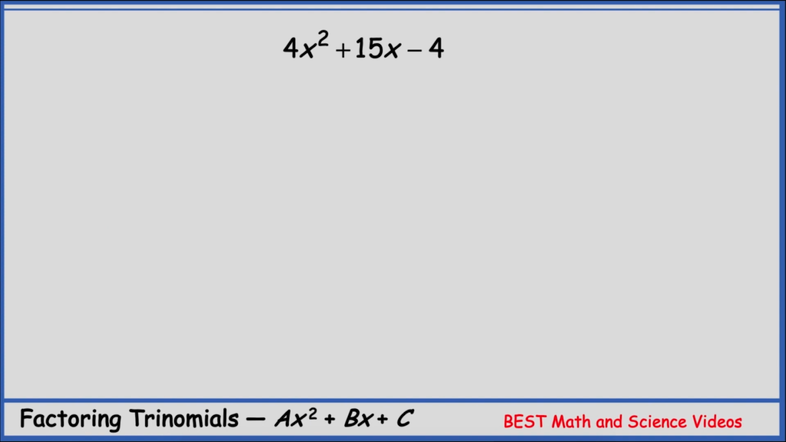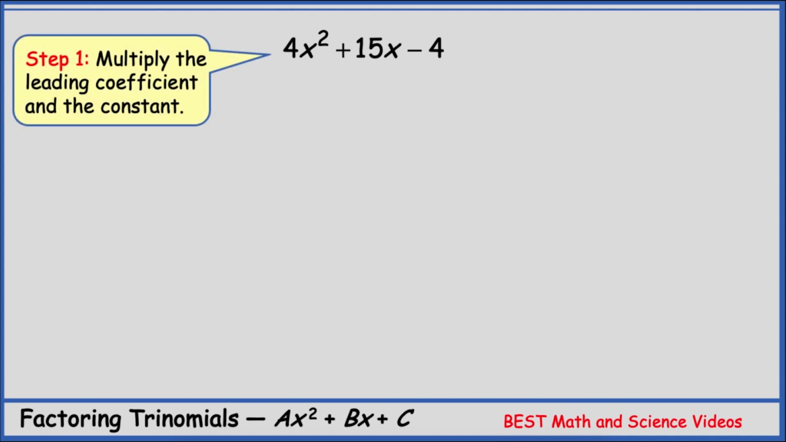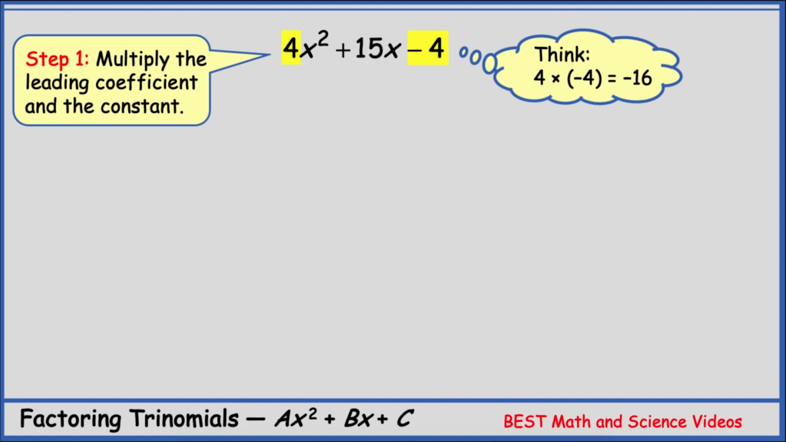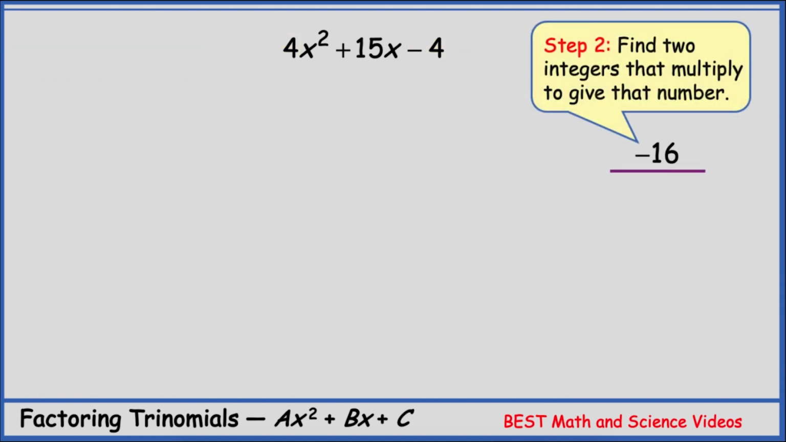What are the factors of 4x squared plus 15x minus 4? Remember that the first step is to multiply the leading coefficient and the constant term. So 4 times negative 4 equals negative 16. Then, step 2 is to find two integers that multiply to give that number. To get 16, you can multiply 1 and 16, 2 and 8, or 4 and 4.